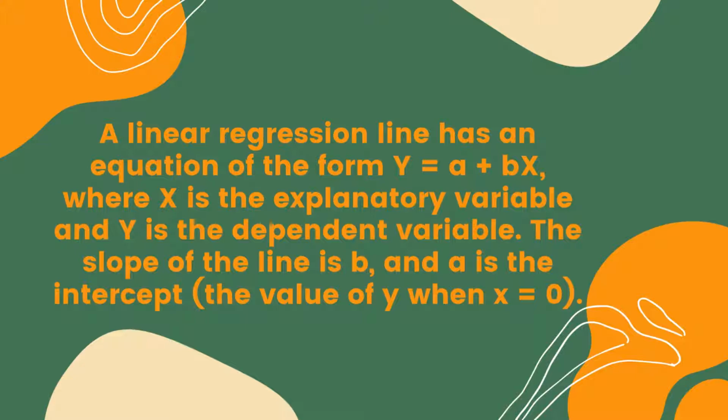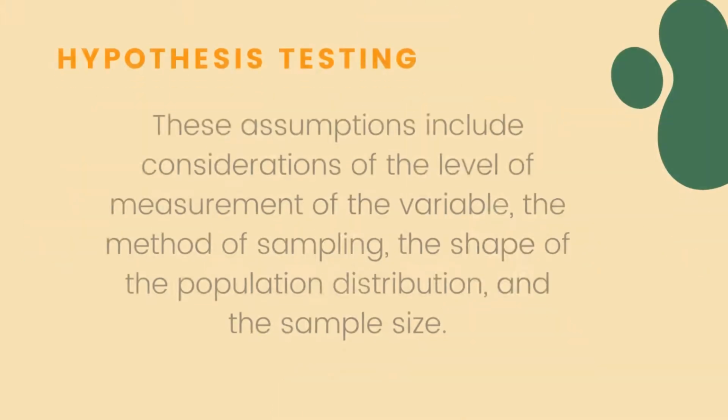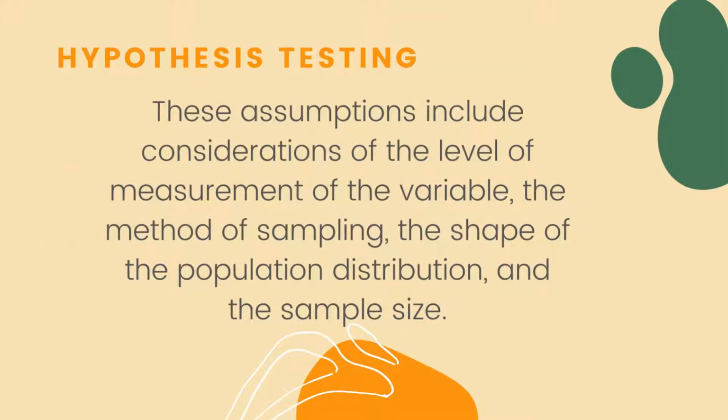In testing the significance of the slope, first we need to analyze the linear regression by using the test of hypothesis. Hypothesis testing is intended to see whether something proposed is rejected or can be accepted. These assumptions include considerations of the level of measurement of the variable, the method of sampling, the shape of the population distribution, and the sample size.